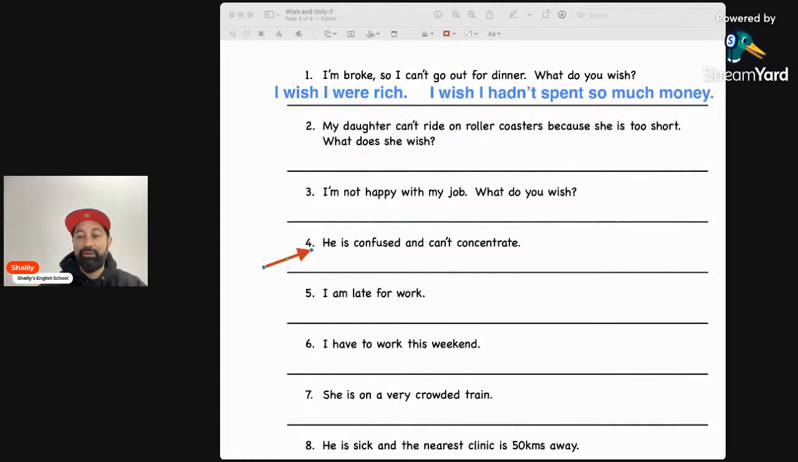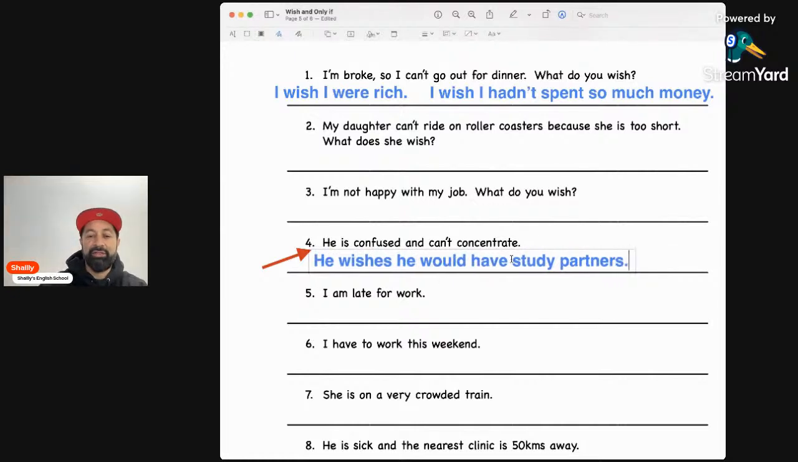We're studying wish today. And in this one, we're studying wish plus past tense. So he is confused and can't concentrate. And XYZ, you had a good answer. I'll put that onto the screen here. He wishes he would have study partners. And I would even just change this to make it, he wishes he had study partners.